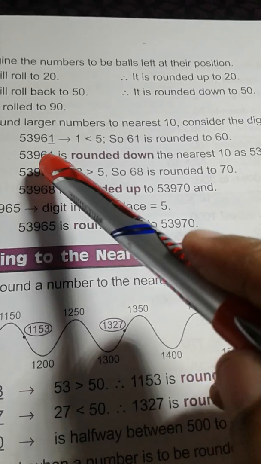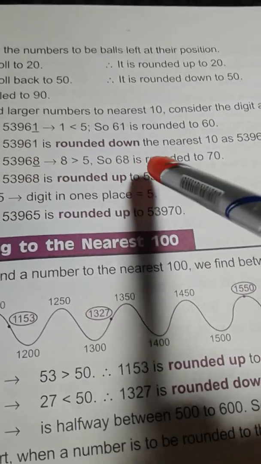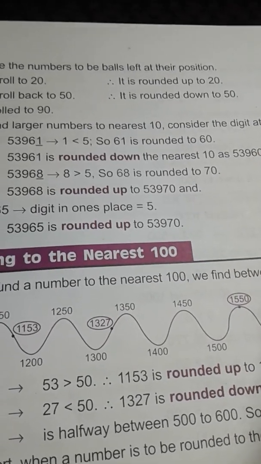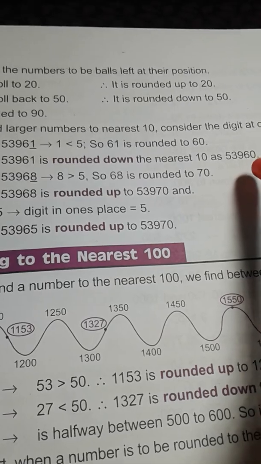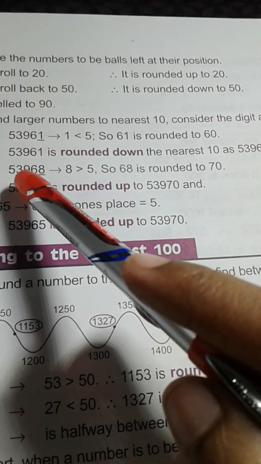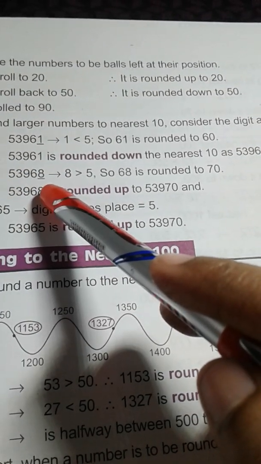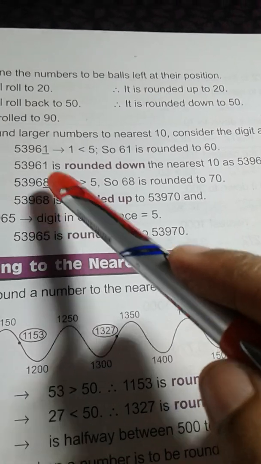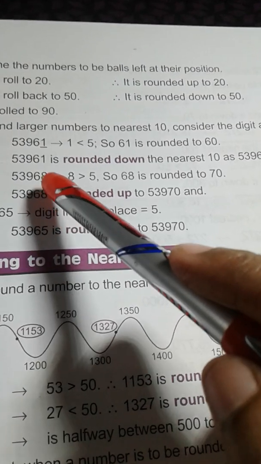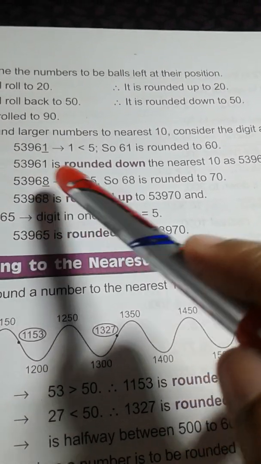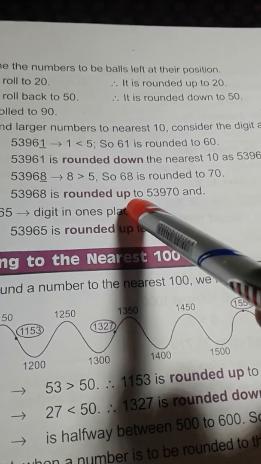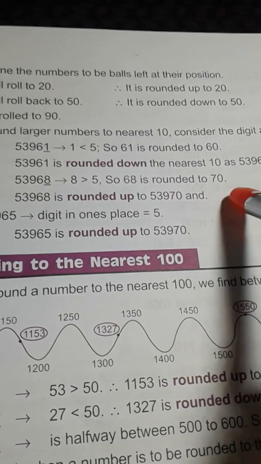Then 53,961 is rounded down. The nearest 10 is 53,960. So clear children, why we write here 60? Then next example. 53,968. Here ones place is 8, tens place is 6. So the number is 68. 68 lies between 60 and 70. 68 is closer to 70. So 68 is rounded to 70.